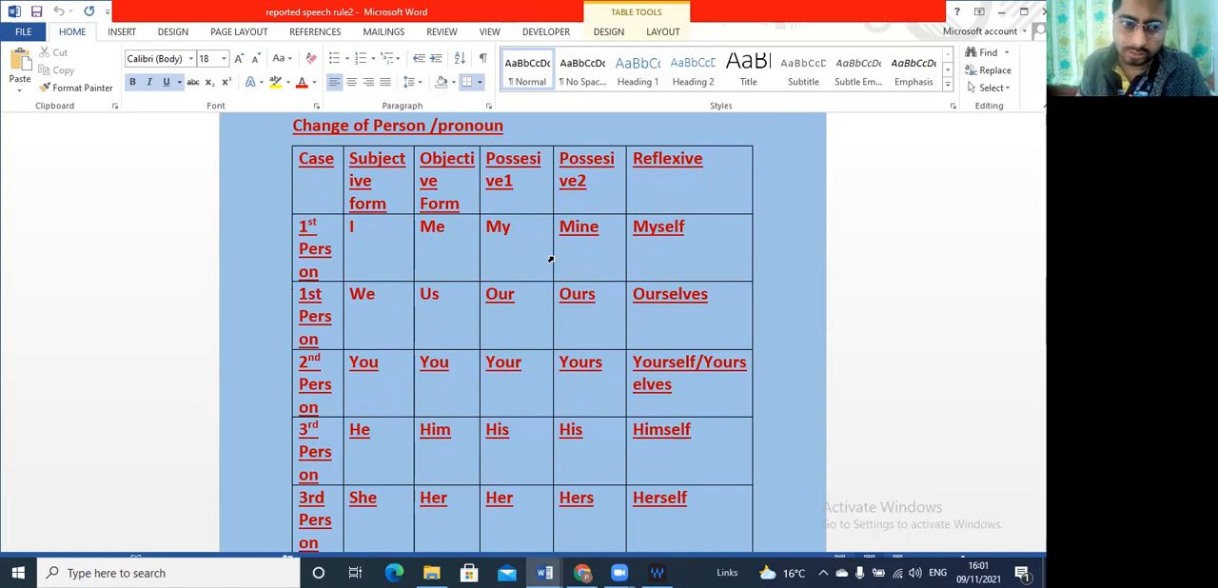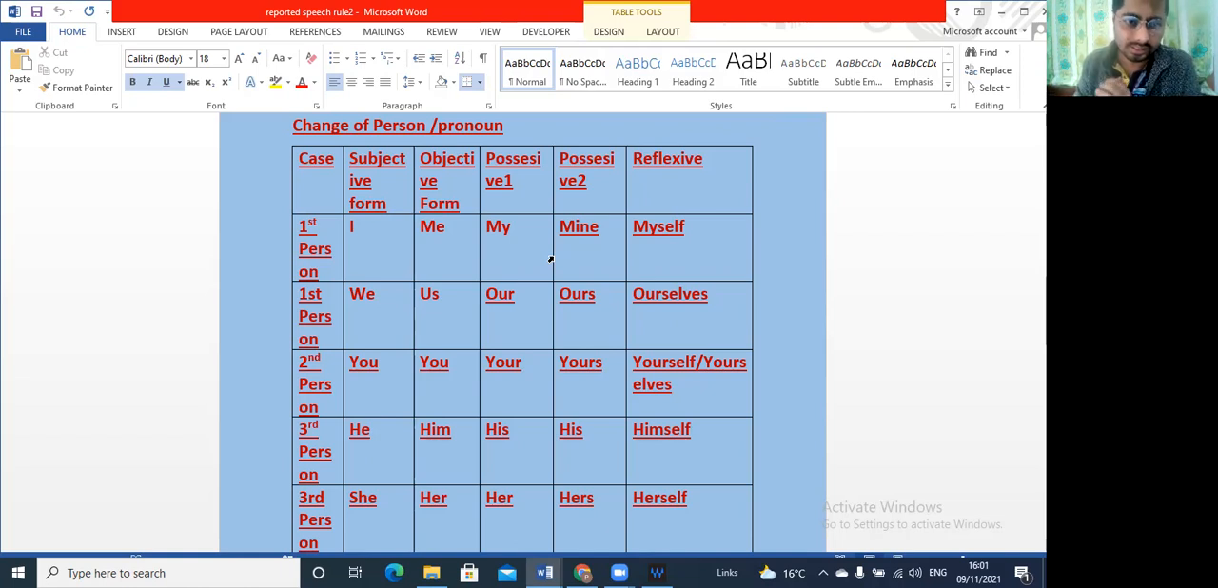Whenever we talk about the subjective form, objective form, possessive case one, possessive case two: possessive one means the subjective case of possessive case. Possessive two represents the objective case of possessive case. Now the reflexive case determines the ownership or falling upon oneself of any subject.